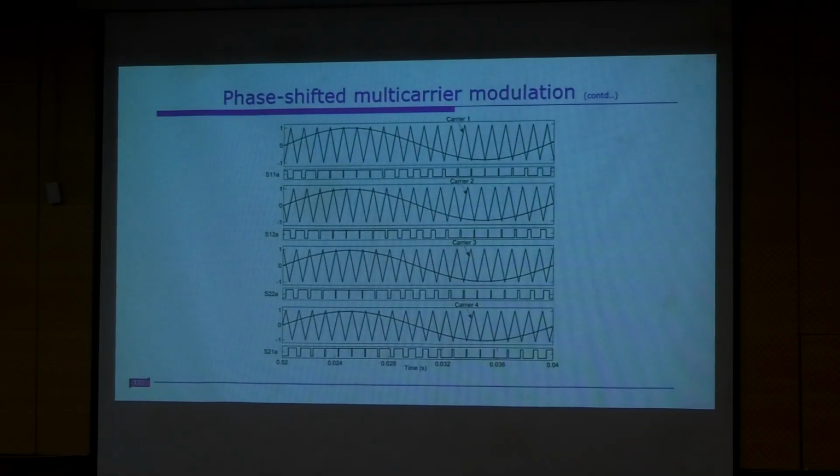So this is the carrier arrangement. For the 5 level case, you can see that, right? The carriers are arranged something like that. So we have one carrier.